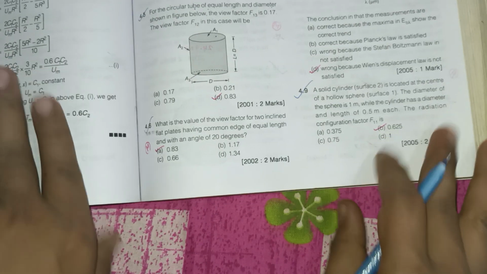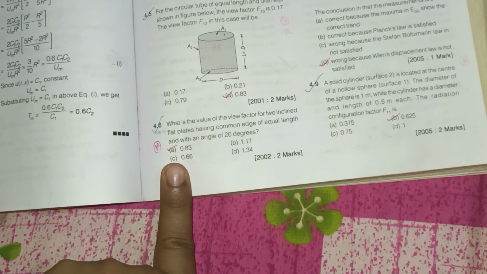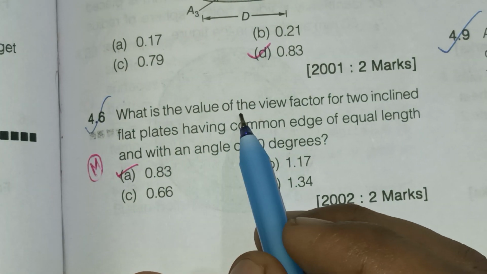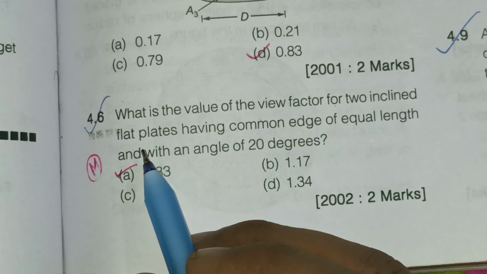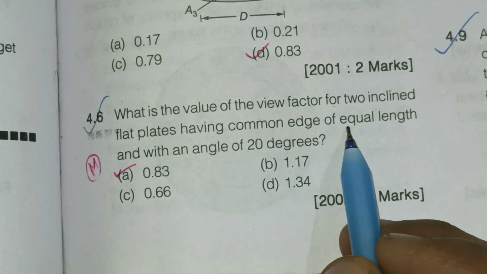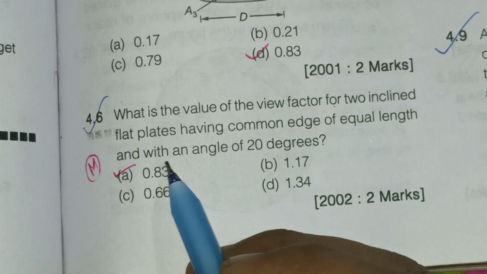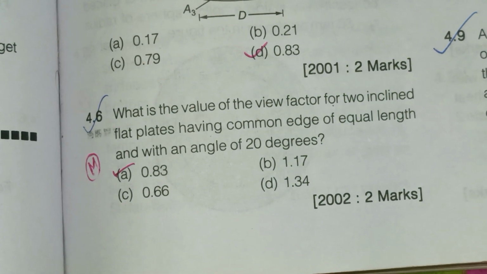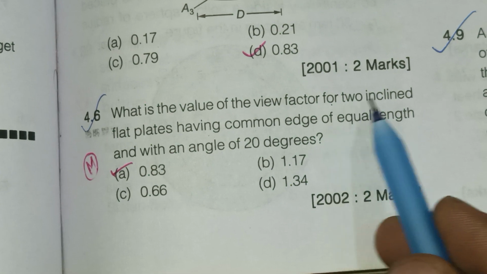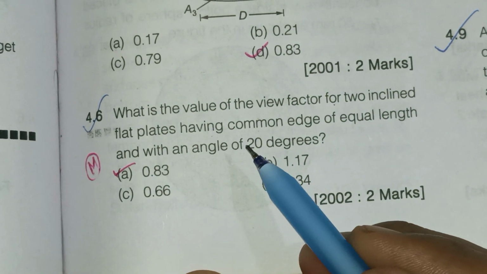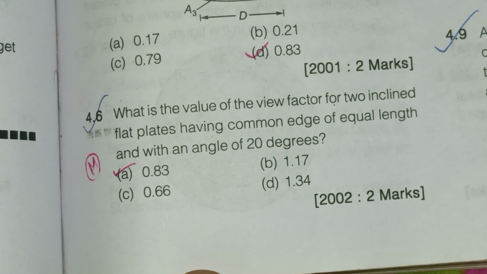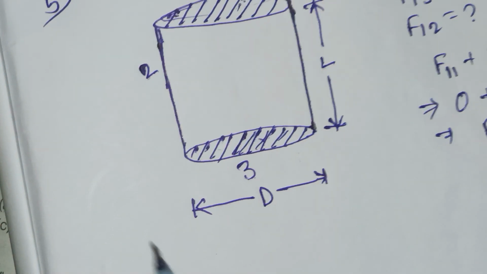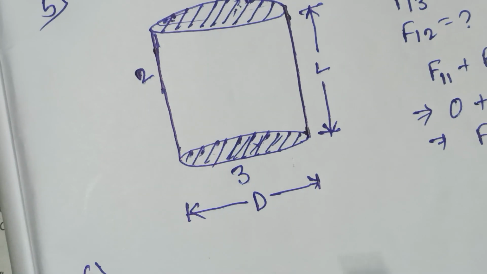Okay, now next question, read the question carefully. Question number 6. What is the value of the view factor for two inclined flat plates having a common edge of equal length and with an angle of 20 degrees? So you have to find out the view factor of two inclined flat plates. Try to understand this question. This is an important question also.